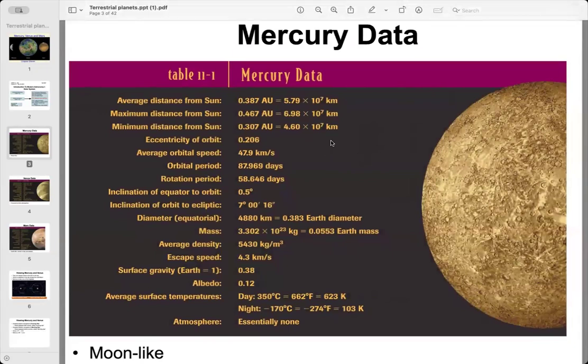Here are a few different distances for Mercury from the Sun. Mercury has the most elliptical orbit, and because of that, there is quite a bit of variation in how close or how far it is from the Sun. Its eccentricity of orbit is 0.206.